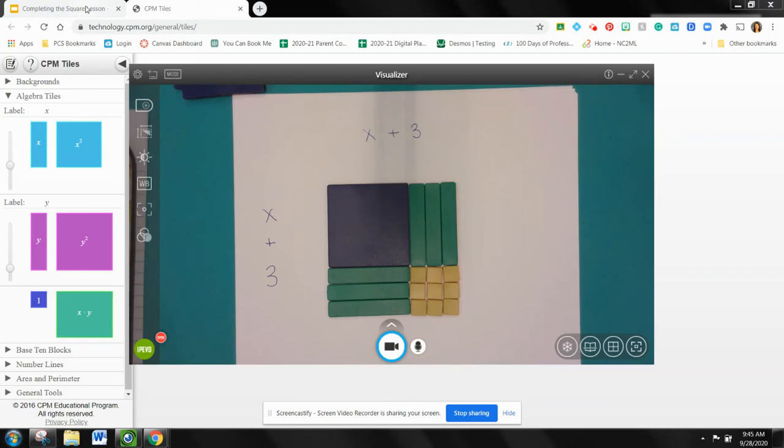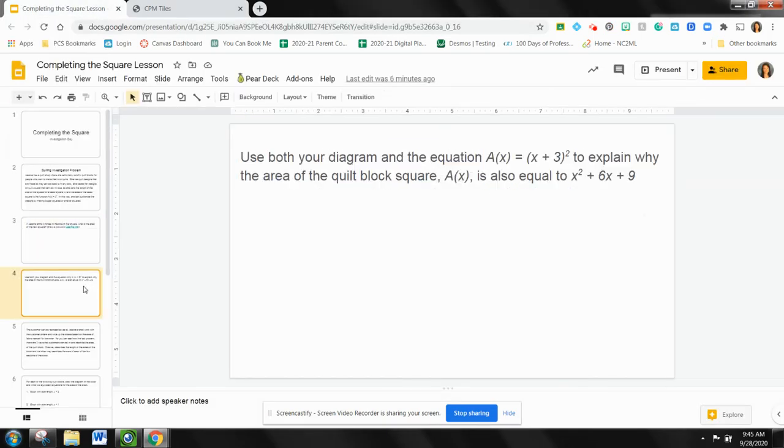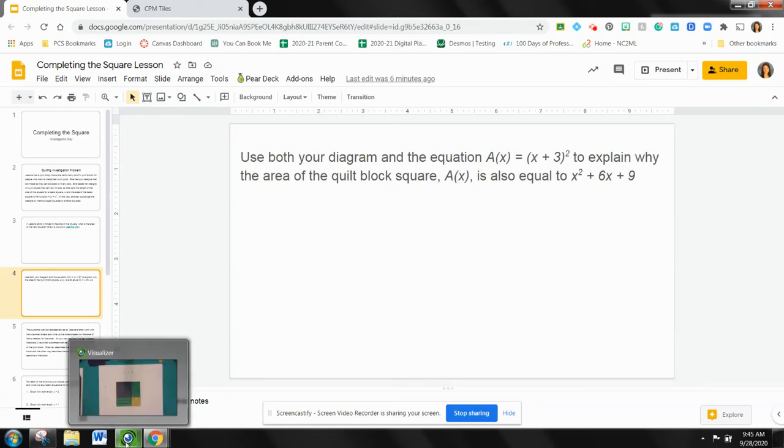So I'm going to go ahead and go back to our presentation. It says use your diagram and the equation A of x equals x plus 3 squared to explain why the area of your quilt block is also x squared plus 6x plus 9. Well, I'm going to come back to my document camera.